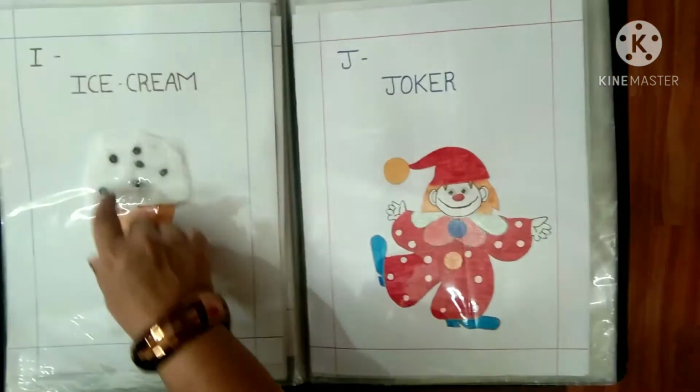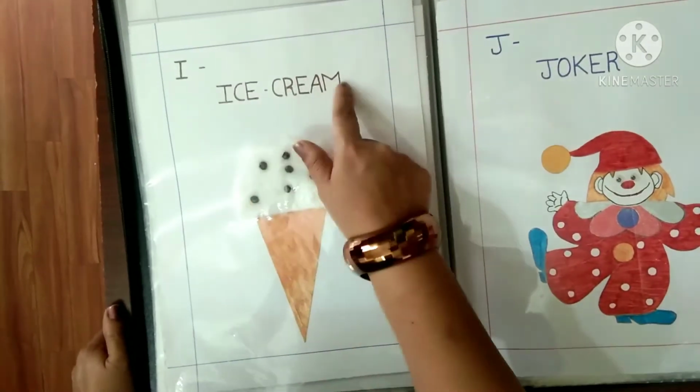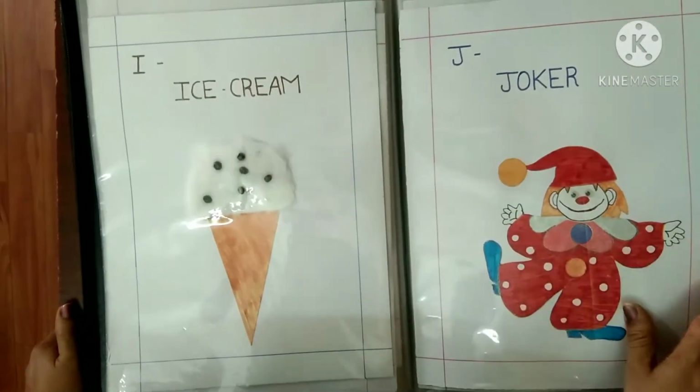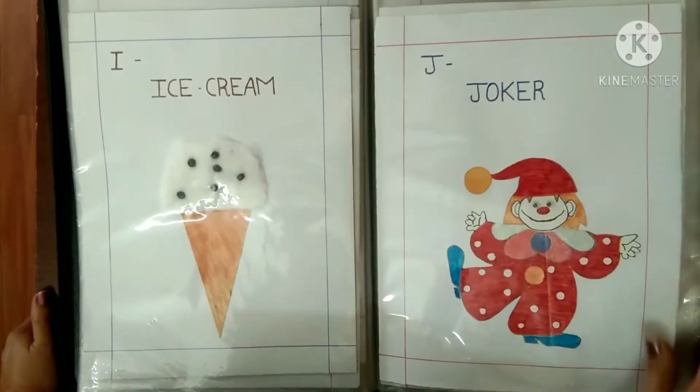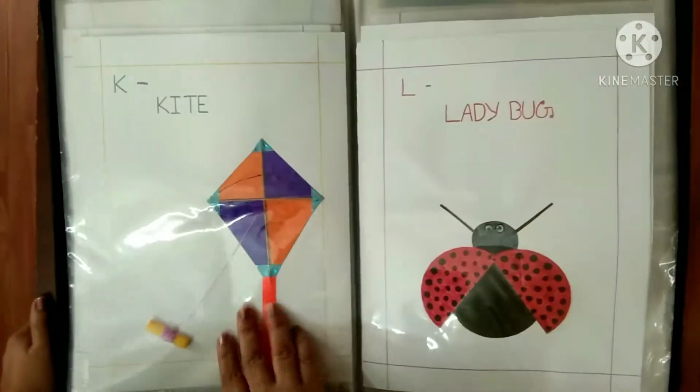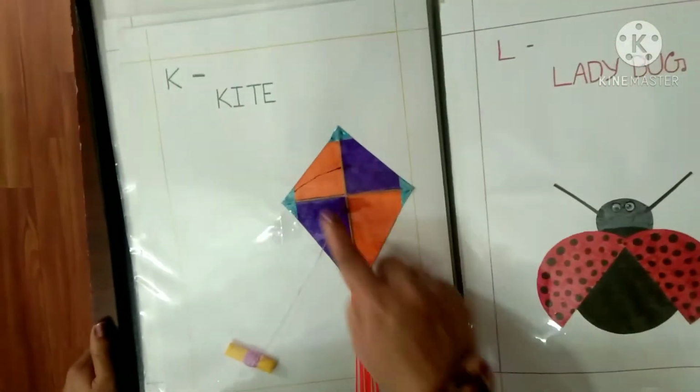One more thing I would like to tell you. See, whatever this I for ice cream has been written, this is handwritten. If it is printed, I'll be more happy. J also printed, Joker also printed. It will look more clean and tidy. You can take a printout and paste it also. Here a stick has been pasted.